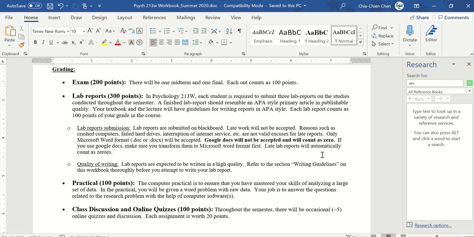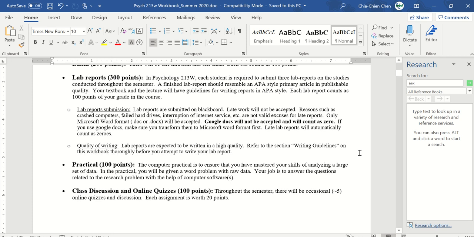And then there are going to be three lab reports. In Psychology 213, you are required to submit three lab reports on studies conducted throughout the semester. Now each one is going to be 100 points of your grade in the class. The way that you want to submit this is via Blackboard. And I'm not going to take any late work, and I don't take reasons such as crashed computers, failed hard drives, all that as excuses for lab reports.